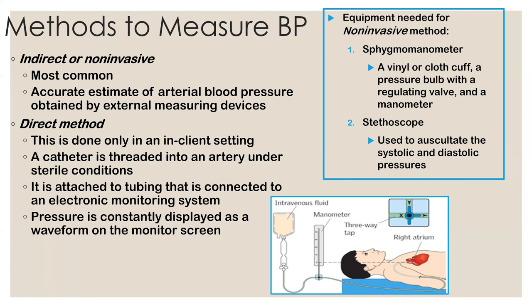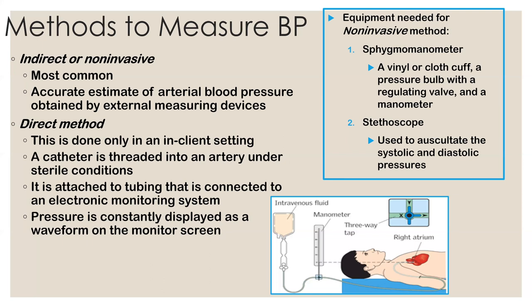So for these types of blood pressures, you're going to need a sphygmomanometer, say that 10 times fast, and a vinyl cloth cuff, a pressure bulb, a regulating valve, and a manometer. You should have all of that in your lab bag, and we will teach you how to use that in lab. And then you're also going to need a stethoscope. This is used to listen to that systolic and diastolic pressure. We'll work through that together in lab as well. So that's your non-invasive ways of measuring blood pressure.